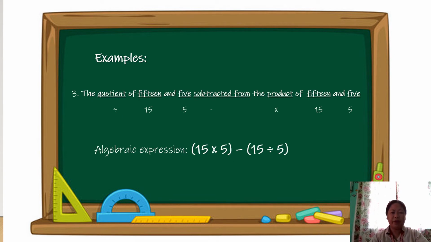For number 3, the quotient of 15 and 5 subtracted from the product of 15 and 5. So the algebraic expression is 15 divided by 5 subtracted from the product of 15 and 5.